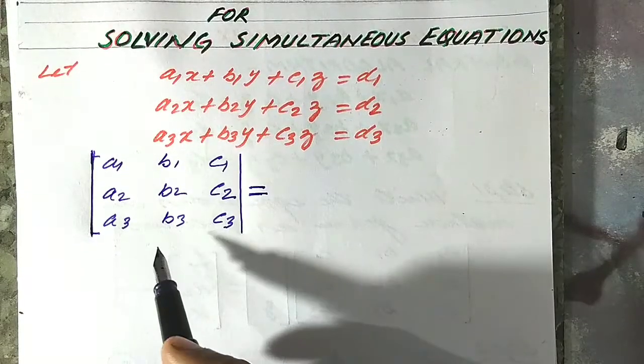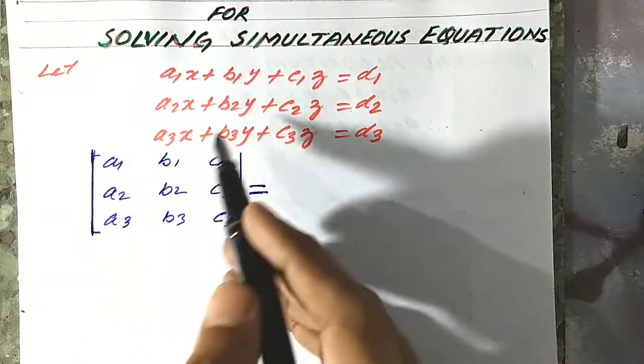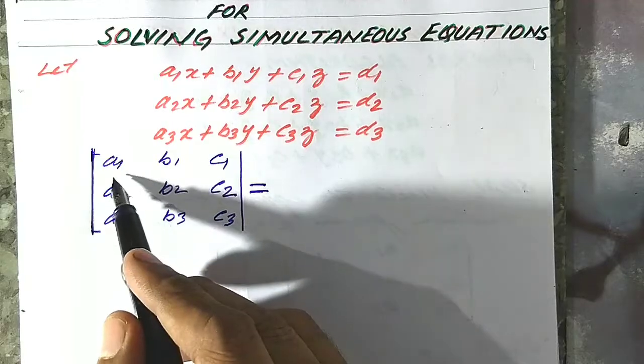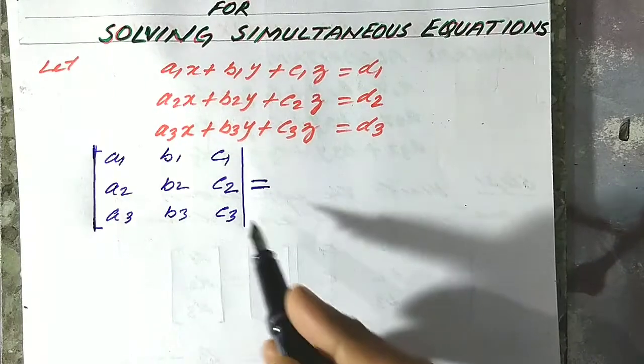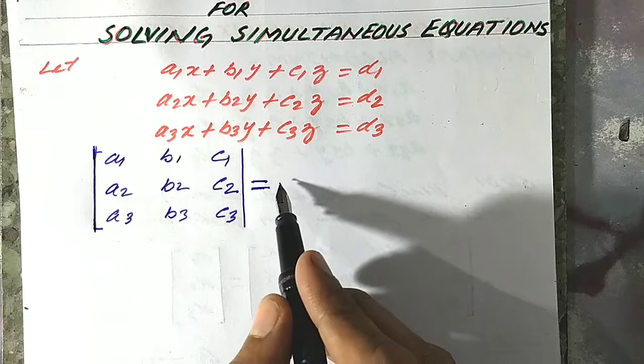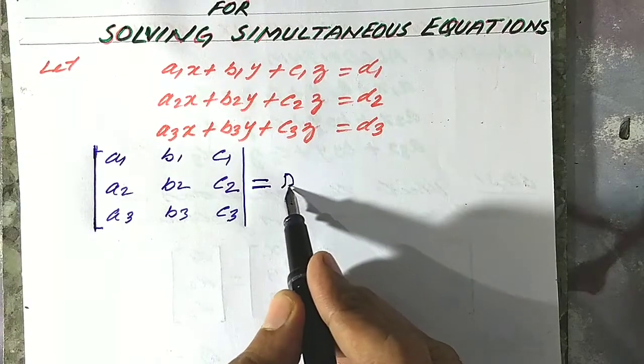In this method, first we prepare a determinant of the coefficients of x, y, z, that is the determinant a1, b1, c1, a2, b2, c2, a3, b3, c3, and this determinant is denoted by capital D.